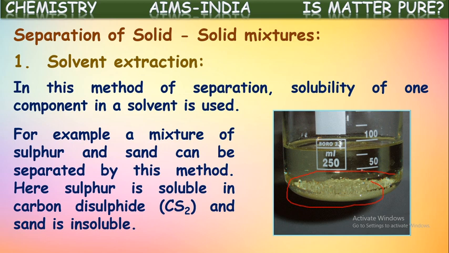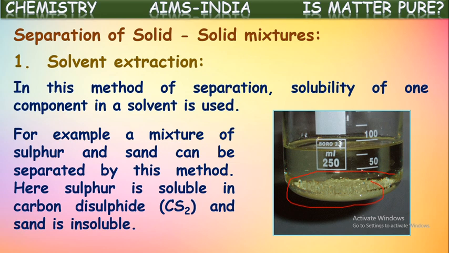The mixture of carbon disulfide and sulfur will be separated in the form of filtrate, and in the filter paper, sand will remain as residue. So, sand can be separated in that way. After that, sulfur can be separated from this carbon disulfide by the evaporation technique or some other distillation method.